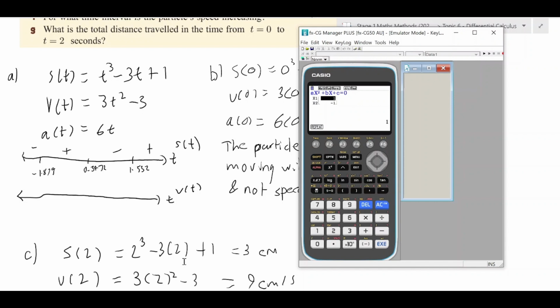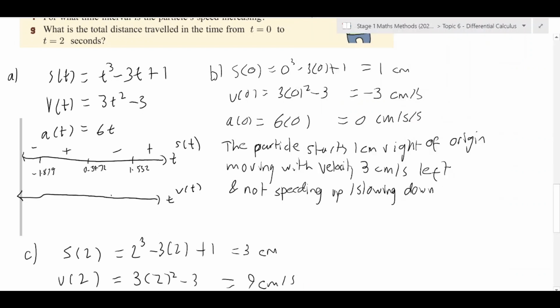1 and minus 1 we'll put on there. And make sure you line these sign diagrams up. So 1 goes there and minus 1 goes there. So the 0.342 on the S sign diagram needs to lie in between there. The velocity is going up, then down, then up based on the slope of that graph. With the acceleration, t and acceleration, 6t would be 0 here. Acceleration is positive to the right and negative to the left. So those are your 3 sign diagrams.